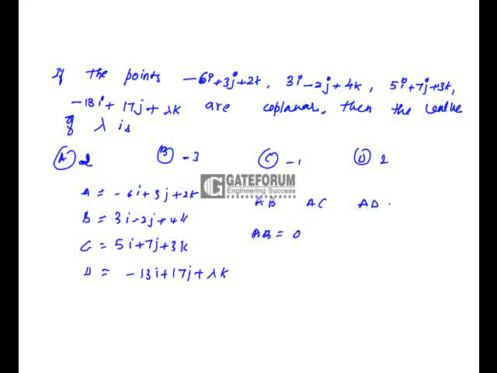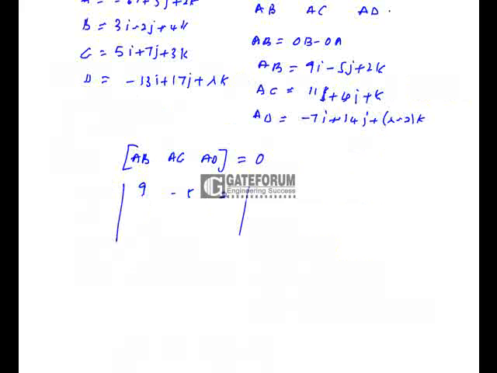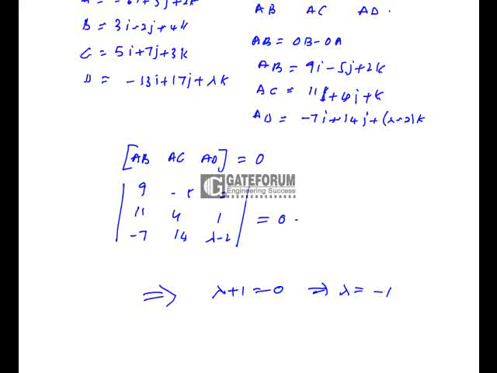Now AB is nothing but OB minus OA. So AB will be nothing but 9i minus 5j plus 2k. Similarly, AC is 11i plus 4j plus k, and AD will be nothing but minus 7i plus 14j plus lambda minus 2 times k. Now as the given vectors are coplanar, the determinant must be equal to 0. So box of AB, AC, AD will be 0. That is 9 minus 5 2, 11 4 1, minus 7 14 and lambda minus 2 must be equal to 0. If we simplify, we will get lambda plus 1 is equal to 0. That is lambda is equal to minus 1, option C.